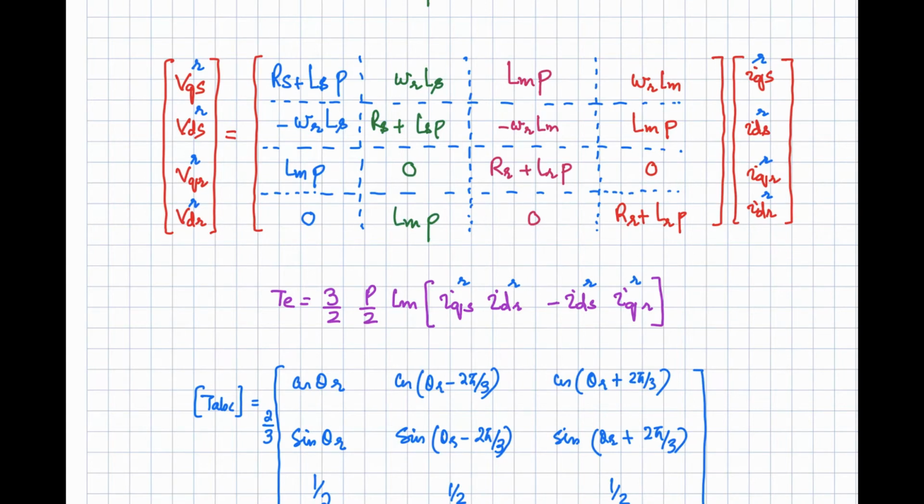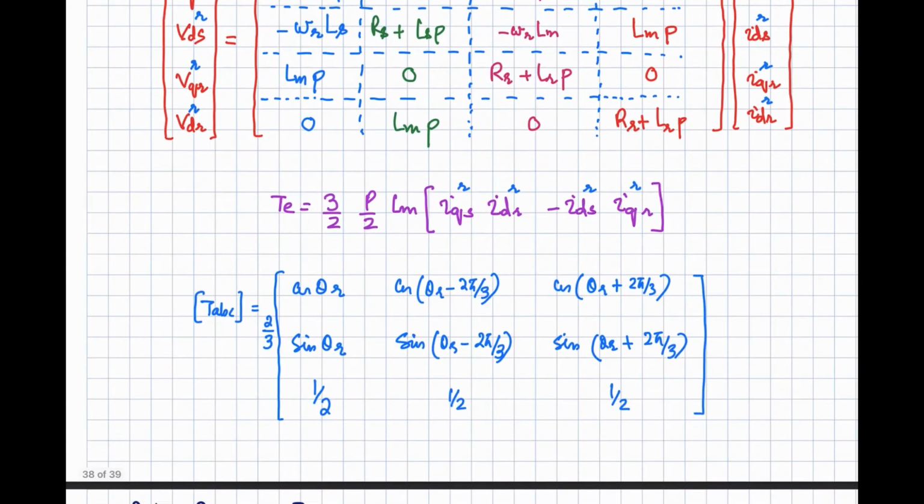And how you translate from the ABC frame of reference into this rotating frame of reference. We have already discussed the Clark transformation. So that matrix is this one, 2 by 3 into this: cos of theta r, theta r minus 2 pi by 3, theta r plus 2 pi by 3, and the sine terms, and the 1 by 2. And this 2 by 3 is to make it magnitude invariant, if you remember from the previous videos.